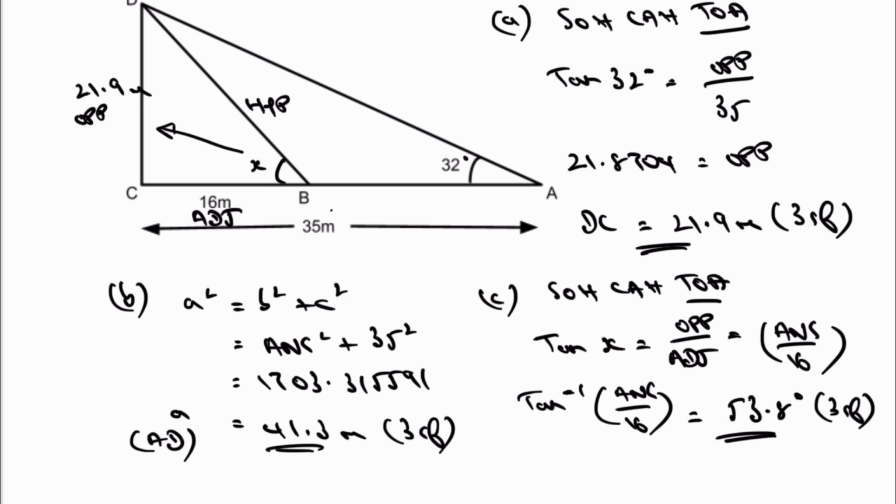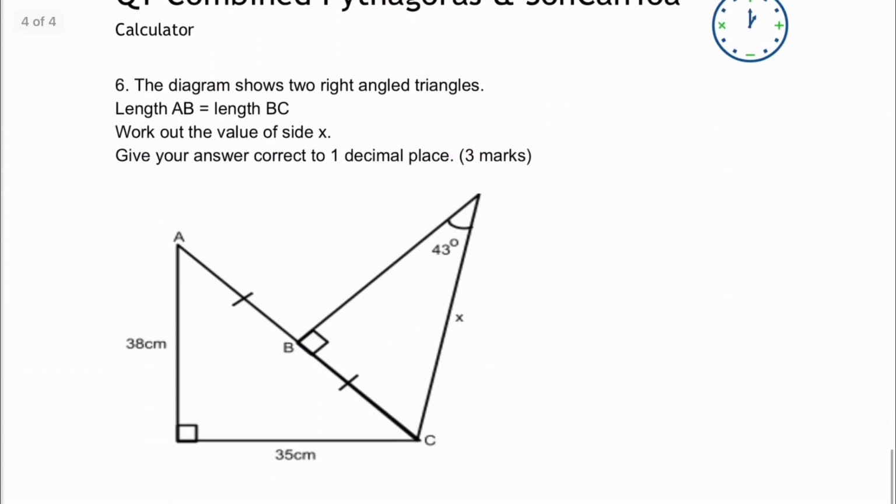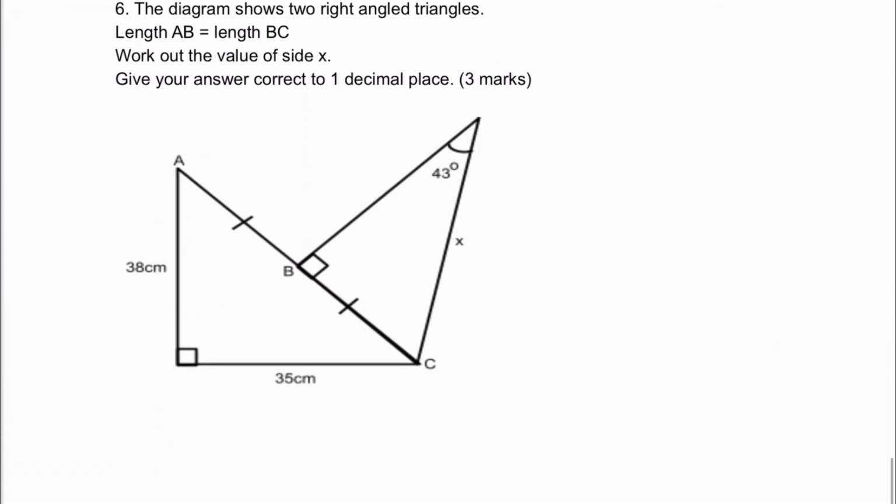Okay, I hope that's been useful to you. It is condensed a little bit, but if you're not sure about anything, let me know and I'll always come back to you. Okay, let's move on then to the final question in this particular worksheet, which is a diagram showing again 2 right-angle triangles, and we need to work out the value of x.